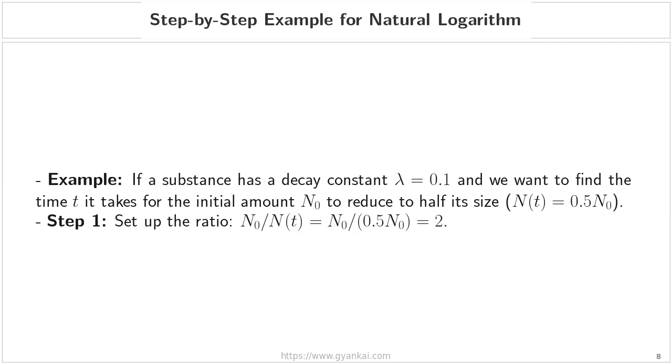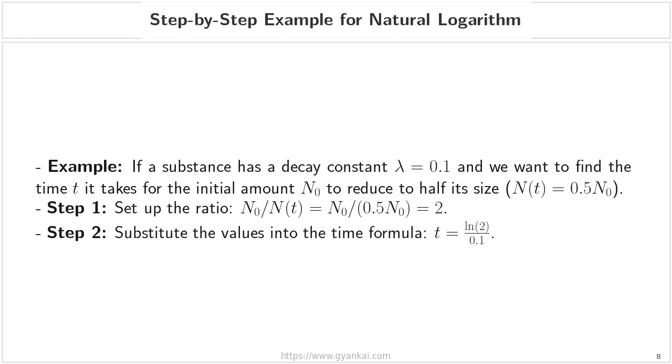In step 1, we need to set up the ratio of the initial amount to the remaining amount. We divide N naught by N of t, which is N naught divided by 0.5 N naught. Since N naught cancels out, this simplifies simply to 2. Moving to step 2, we substitute this ratio and our decay constant into the time formula we established earlier. This gives us t equals the natural log of 2 divided by 0.1.